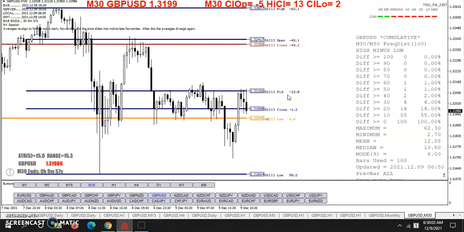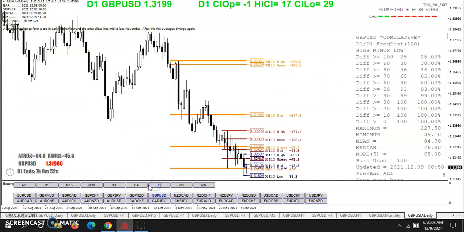double low. Once again, because we're looking at the daily range, and right now it's only 45.6 over the last, in this case, last 5 bars. 100 bars, we've got an average of 84.76, and the ATR is 84. So with the range at 45 and it's 84, it needs to move another 30 to 40 pips just to get to average.